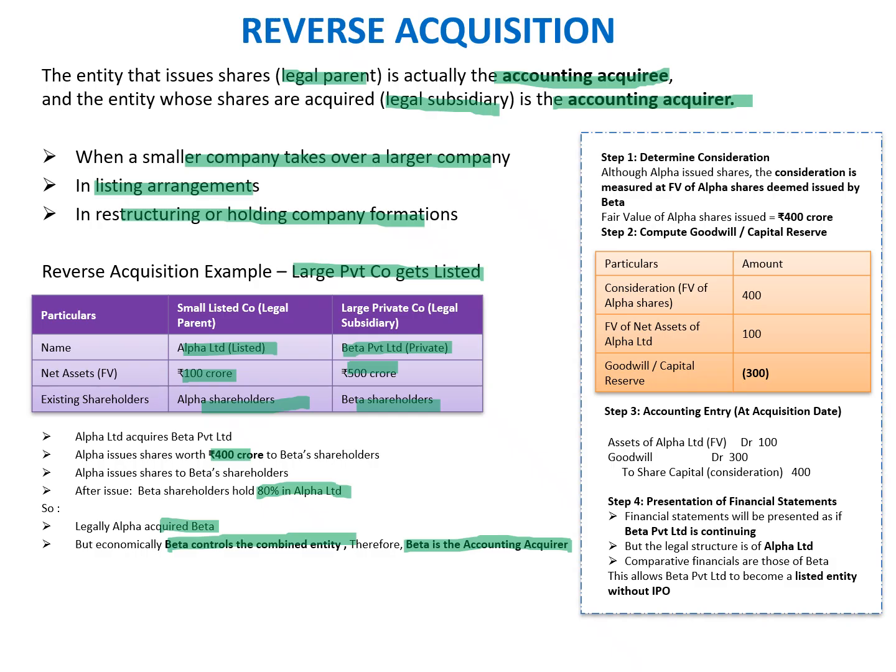So the accounting entry will happen in the books of Beta Limited. Although Alpha Limited issues shares, the consideration is measured at the fair value of the Alpha shares. In this case, the Alpha shares issued are worth 400 crore. So the fair value of Alpha shares to be issued is 400 crore. The net asset value of Alpha Limited is 100 crore. So we have to calculate the goodwill or the capital reserve.